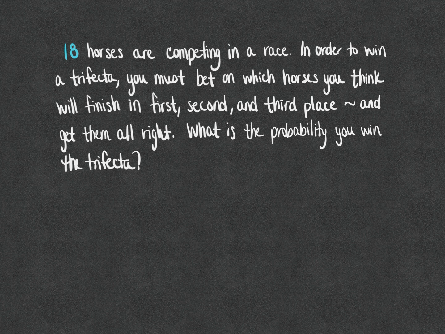Let's take a look at our second example. Let's say we have 18 horses that are competing in a race. If you are a betting person, in order to win what is called the trifecta, you have to bet on which horses you think will finish in first, second, and third place. And you have to be correct. You have to get them right in the exact order. So what is the probability you will win the trifecta?